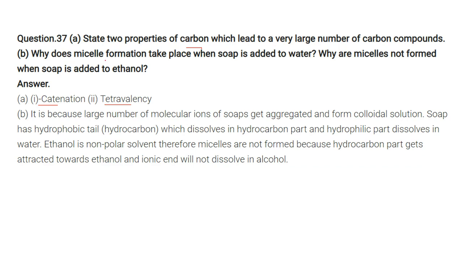Why does micelle formation take place when soap is added to water? Why are micelles not formed when soap is added to ethanol? A large number of molecular ions of soap get aggregated to form a colloidal solution. Soap has a hydrophobic hydrocarbon tail, which dissolves in the hydrocarbon part, and a hydrophilic part which dissolves in water. Ethanol is a non-polar solvent, therefore micelles are not formed, because the hydrocarbon part gets attracted toward ethanol and the ionic end will not dissolve in alcohol.